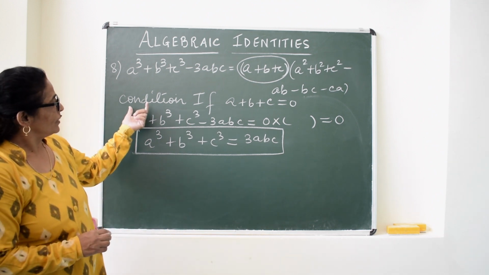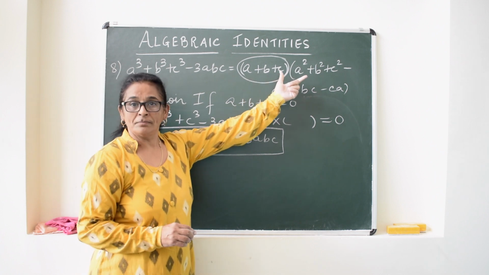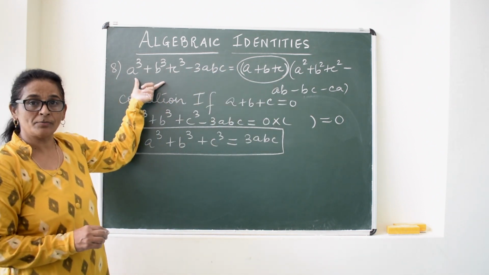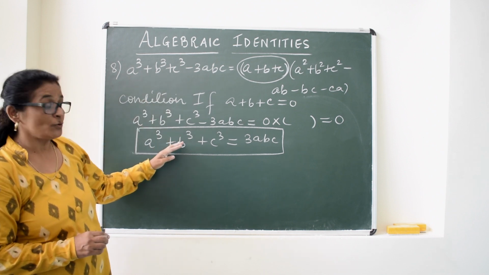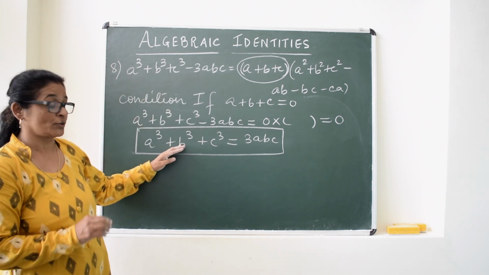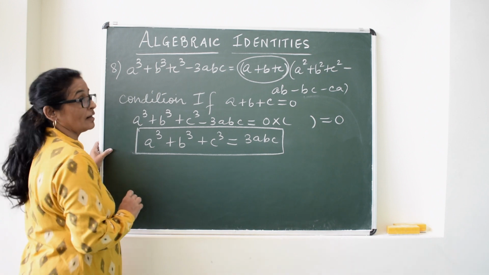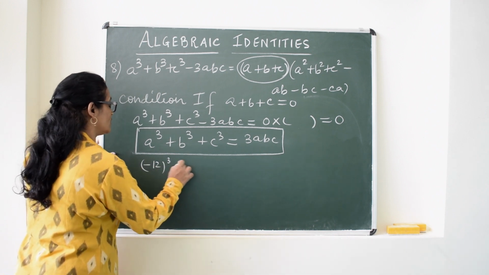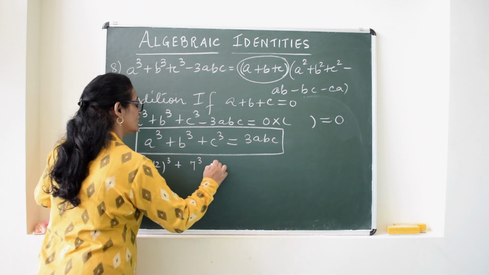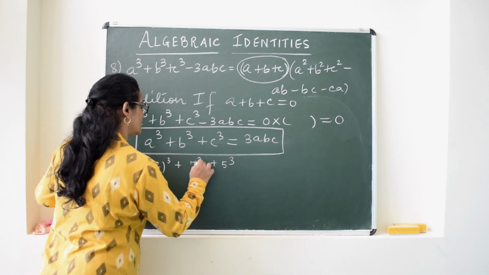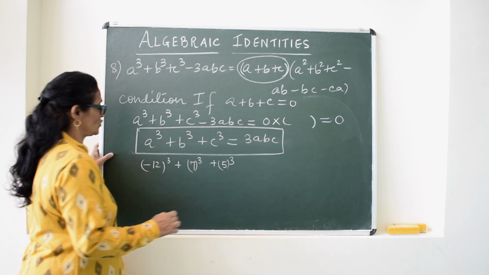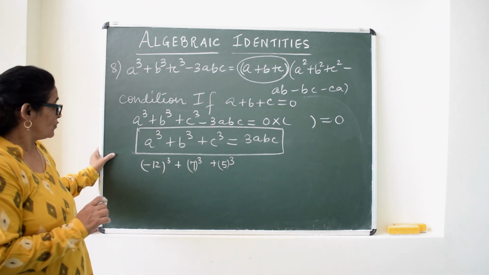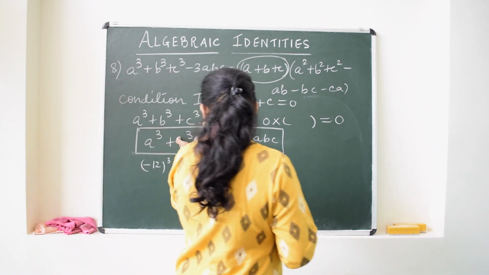So if any question is given in this form, we can go back to this a cube plus b cube plus c cube minus thrice abc, or we can use this conditional identity also. For example, if it is asked without actual calculation, find out minus 12 the whole cube plus 7 cube plus 5 cube. So what we will do, we will compare it with this.